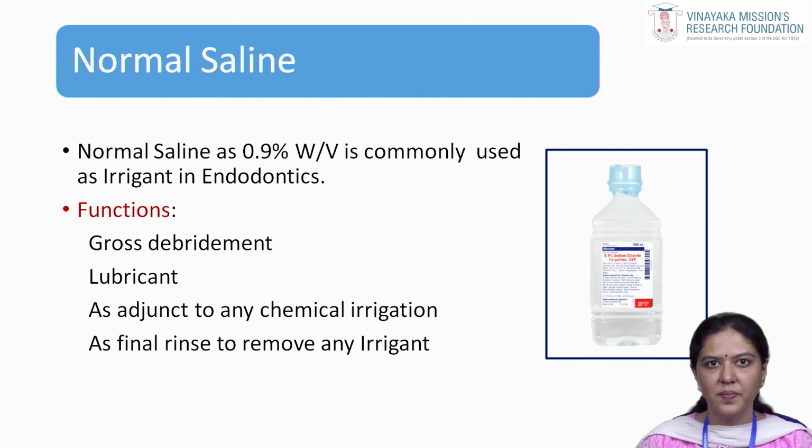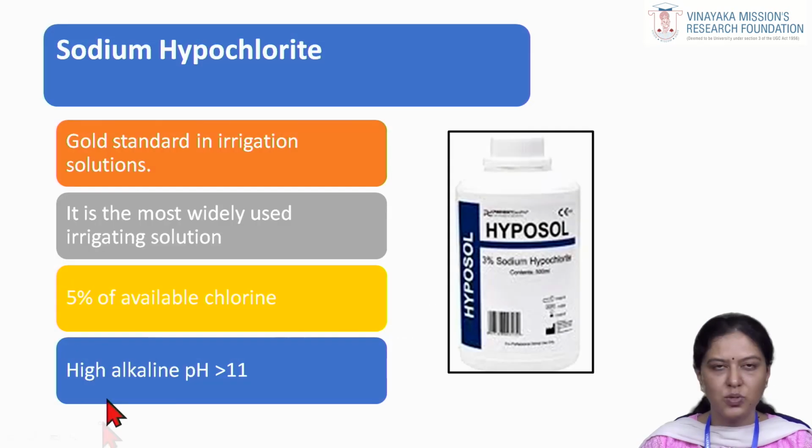Functions of saline are mainly for gross debridement. It acts as a lubricant, as a carrier agent to any chemical irrigation, and as a final rinse to remove any irrigant. Sodium hypochlorite. It is considered the gold standard in irrigating solutions.